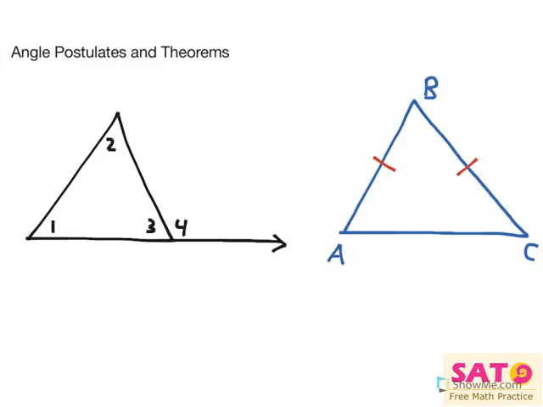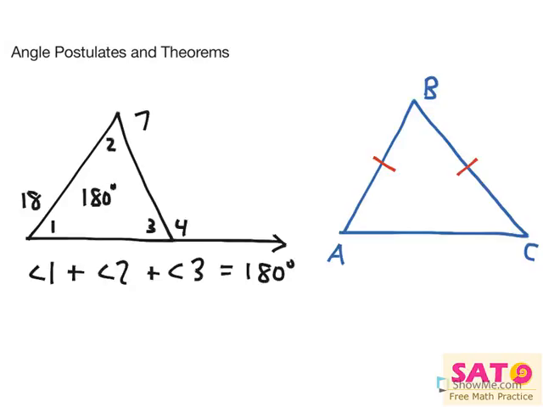Let's talk about the black one. So the concept we need to know for this one is that a triangle always adds up to 180 degrees. That means if you know two angle measures, then you can figure out the third one. So this is angle 1 plus angle 2 plus angle 3 always equals 180. Let's test it out. So angle 1, let's say, is 18, and angle 2 is 72, that adds up to 90, and angle 3 must be 90.